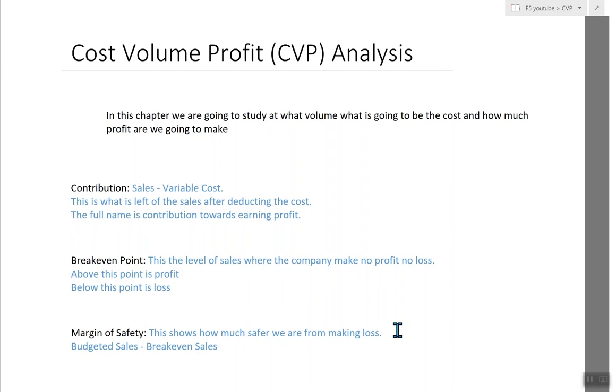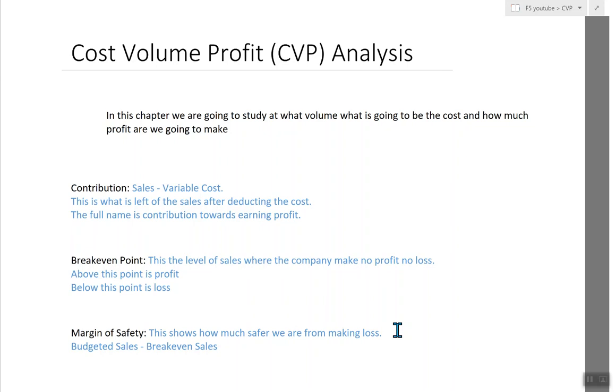Okay, first thing is contribution. We already saw that. Contribution is sales minus variable cost. So contribution is what is left after you deduct the variable cost from sales. It is called contribution because it means contribution towards earning profit. Contribution is not profit by itself, but the more contribution we have, the more chance we will make profit after deducting fixed cost from it.